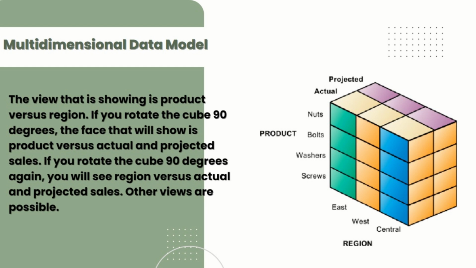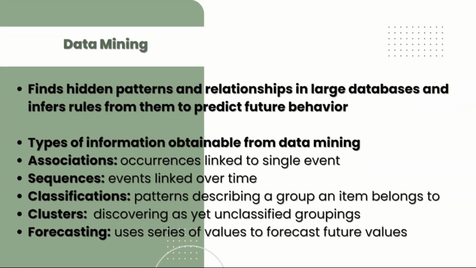Multidimensional data model. The view that is showing is product versus region. If you rotate the cube 90 degrees, the face that will show is product versus actual and projected sales. If you rotate the cube 90 degrees again, you can see region versus actual and projected sales.